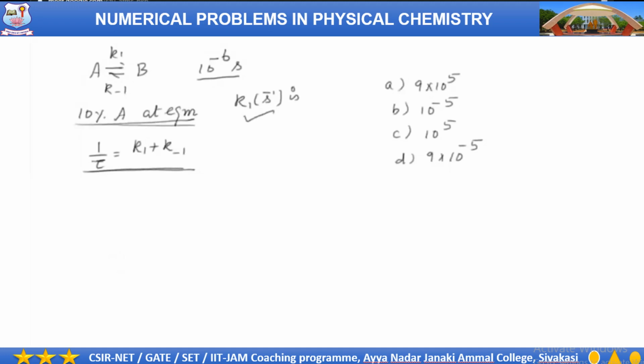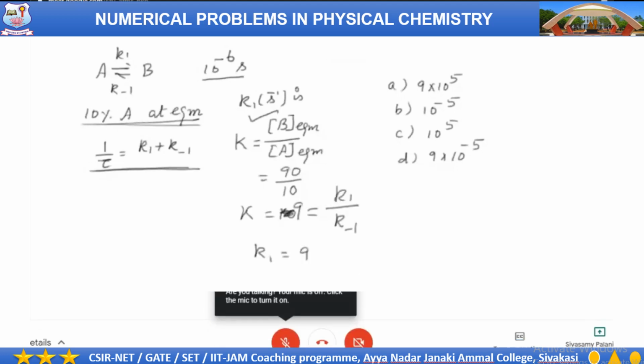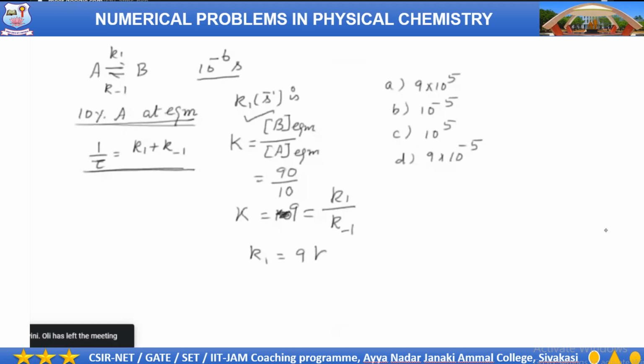Here, what is given? 10% of A is existing at equilibrium. From this statement you can calculate capital K, which is the concentration of the product at equilibrium divided by that of the reactant. A is present as 10%, therefore the concentration of B is 90%. So K is equal to 90 by 10, which is 9. But K is the rate constant for the forward reaction by the rate constant for the backward reaction. Now you have another relationship: k1 is equal to 9 k minus 1. Do you understand this?